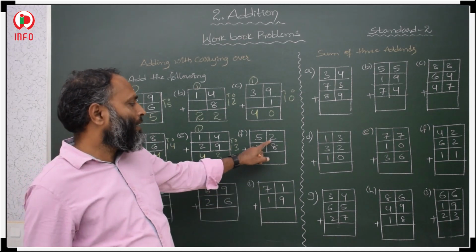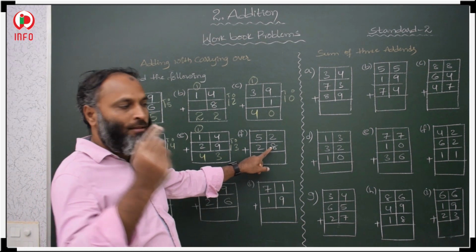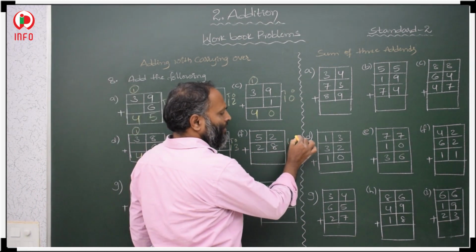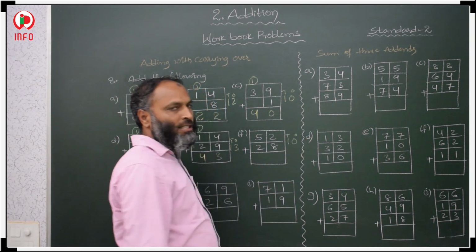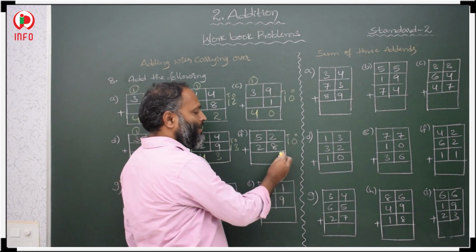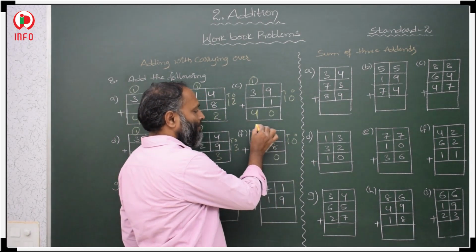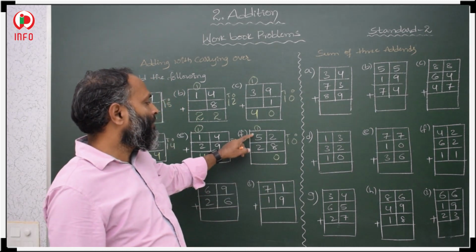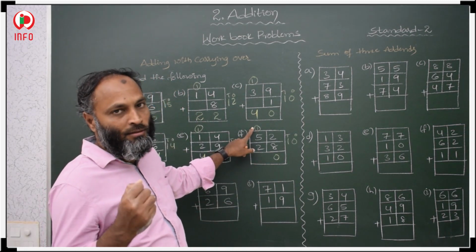Now 8 plus 2: 8, 9, 10. 10. This is in ones place, this is in tens place. Then ones place 0, tens place 1. Then 5 plus 1, 6, 6 plus 2, 8.